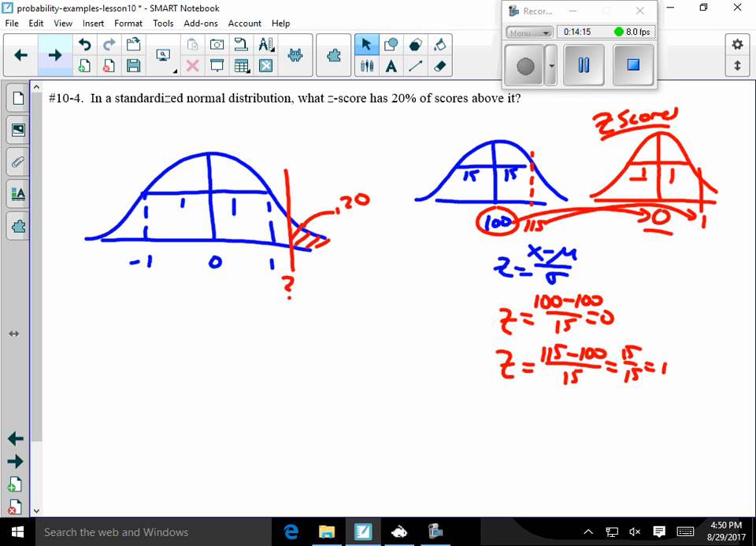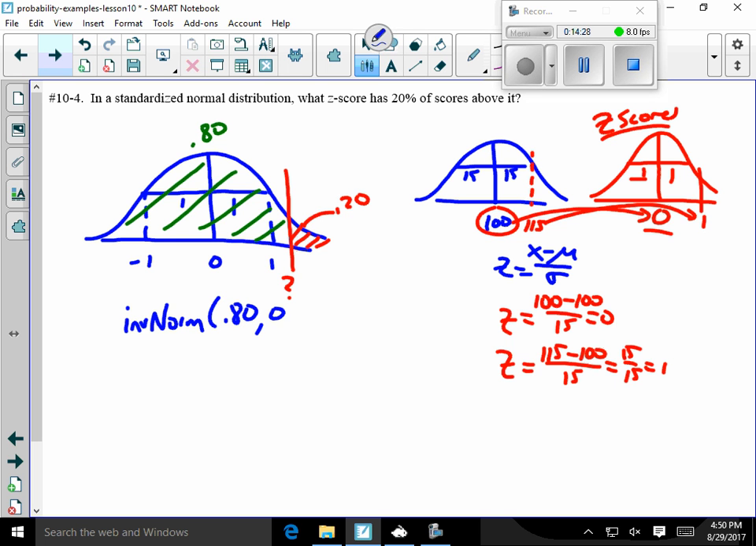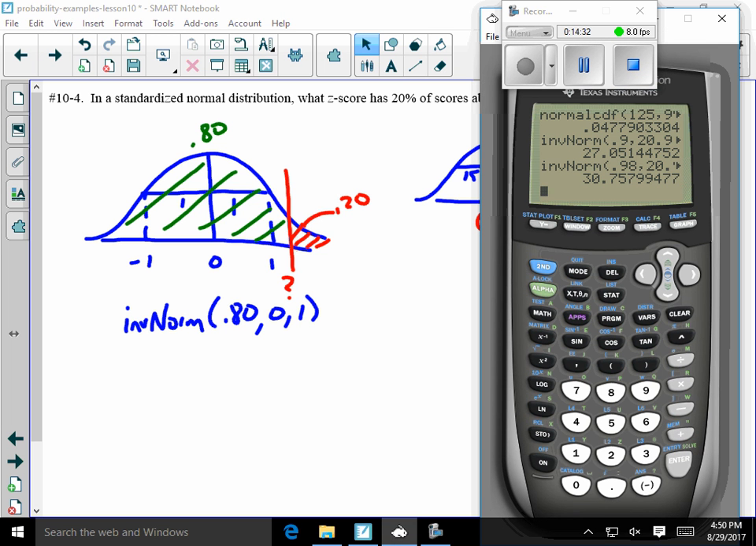Okay, so just like the last problem, the area to the left would be the remaining 80%, and I could find that with my inverse normal function. Inverse norm, 80% to the left, but this time I'll use 0 for the mean and 1 for the standard deviation, and that turns out to be 0.8416. So 80% to the left with 0 as the mean and 1 as the standard deviation means that I would be at 0.8416 standard deviations above the mean.